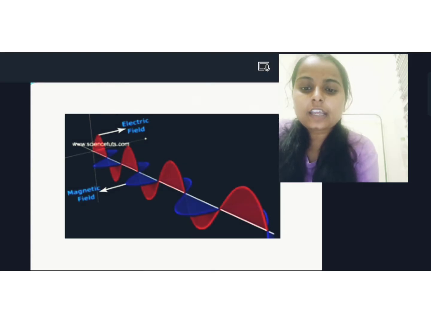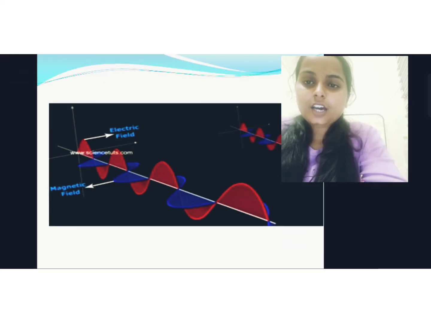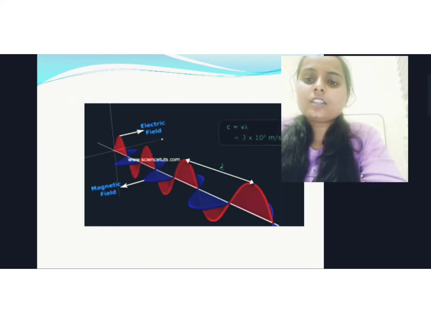In electromagnetic radiation, the electric field and magnetic field oscillate perpendicular to the direction of propagation of radiation. All electromagnetic waves are transverse in nature, and all electromagnetic radiation travels with the same speed. So the speed of radiation is equal to the speed of light in a vacuum, so the value of C is equal to 3 × 10^8 meters per second.